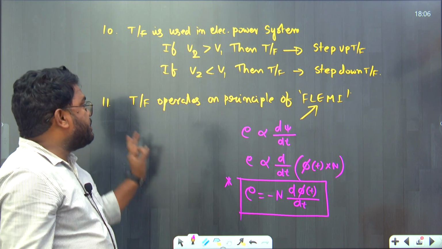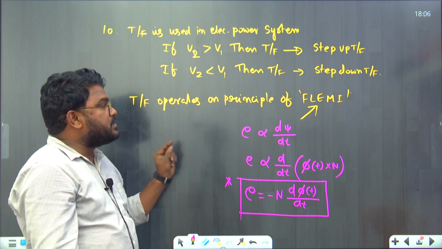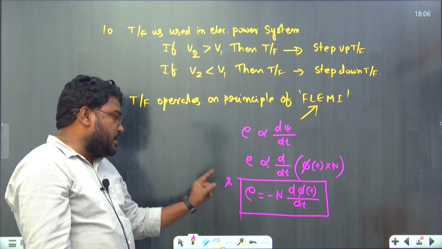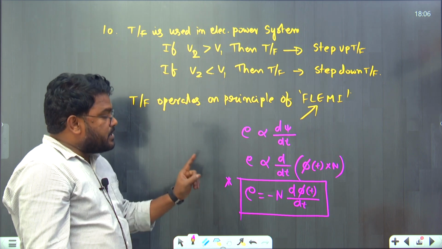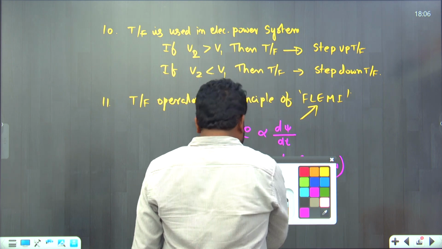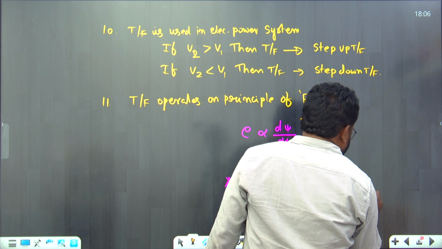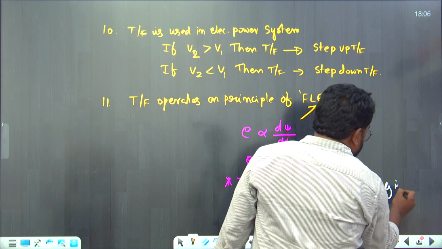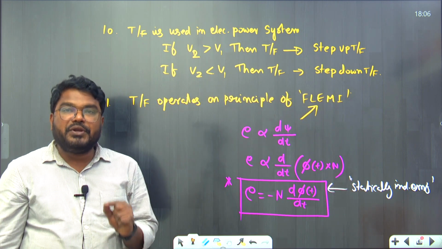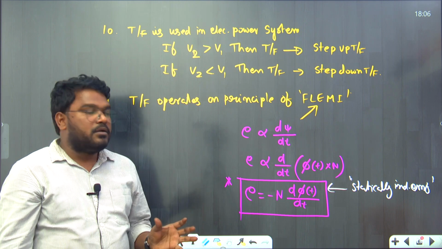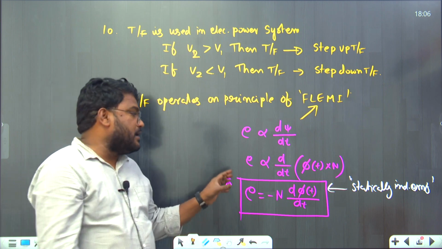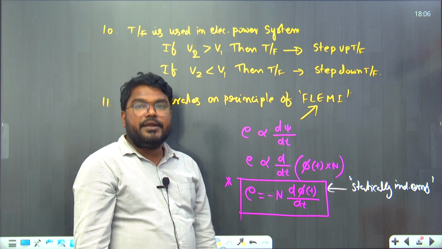So the transformer operates on the principle of Faraday's laws of electromagnetic induction. The EMF equation in a transformer is E equal to minus N1 d phi by dt. This EMF is a statically induced EMF. What is meant by statically induced EMF? The EMF induced in a coil or winding due to relative time variation between the magnetic field and conductor is known as a statically induced EMF.